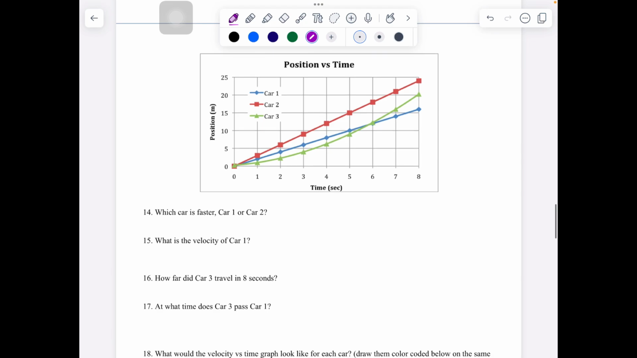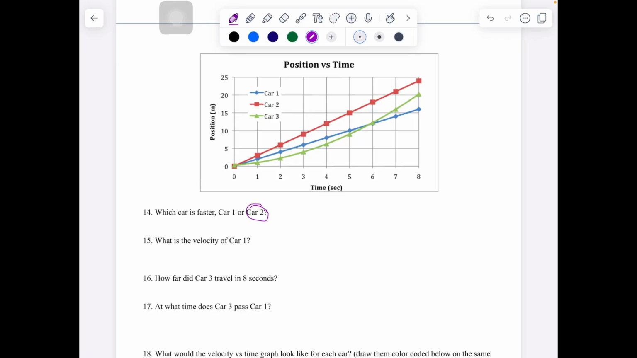Excellent. Which car is faster, car 1 or car 2? Well, on a position versus time graph, as a reminder, slope is the velocity. So whichever one is steeper is the one that's moving the fastest. We can also tell, well, car 2, the red one, it's moving a greater distance over the same amount of time as the blue car, so it must be moving faster. So car 2 is faster.